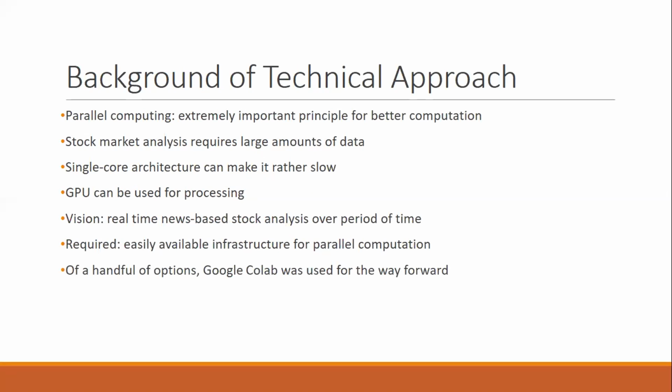In recent times, parallel computing has become an extremely important principle, helping us to achieve better computation. Stock market analysis similarly requires continuous monitoring of stock prices and real-world news before making predictions. The sheer amount of data that needs to be processed can make the computation extremely slow in single-core architectures. So we have tried to use the GPU, or the graphics processing unit, for processing, as quite often the CPU can be overwhelmed with system processes.